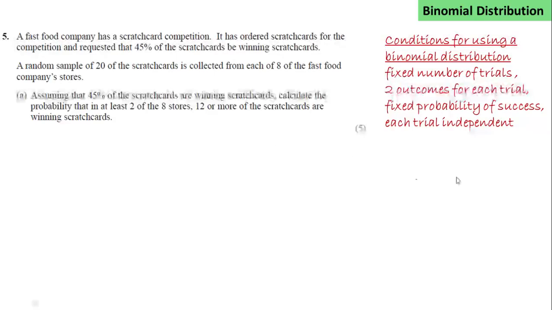We have a fast food company with a scratch card competition. It's requested that the scratch cards have a 45% chance of being a winning card. And what it's going to do is take a sample of 20 scratch cards from each of 8 fast food outlets, and it wants to work out that, assuming that 45% are winning cards, calculate the probability that in at least 2 of the 8 stores, 12 or more of the scratch cards are winning cards. So it's relatively complicated.